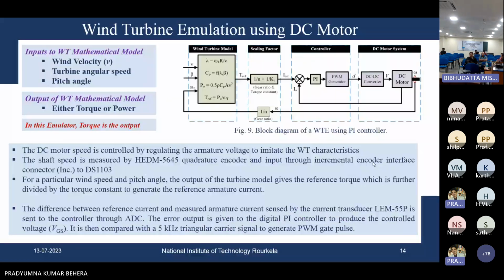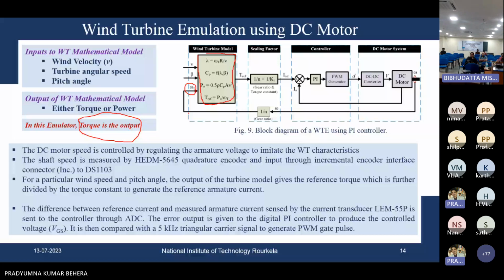Next, I am going to discuss the control of the wind turbine emulator using DC motor using a PI controller. Basically, you can see this is our wind turbine model. Here, the inputs are wind velocity, pitch angle, and the wind turbine angular speed. And the output can either be torque or power. In this emulator, we have considered torque as the output of the wind turbine model. So the DC motor speed is controlled by regulating the armature voltage to imitate the wind turbine characteristic.